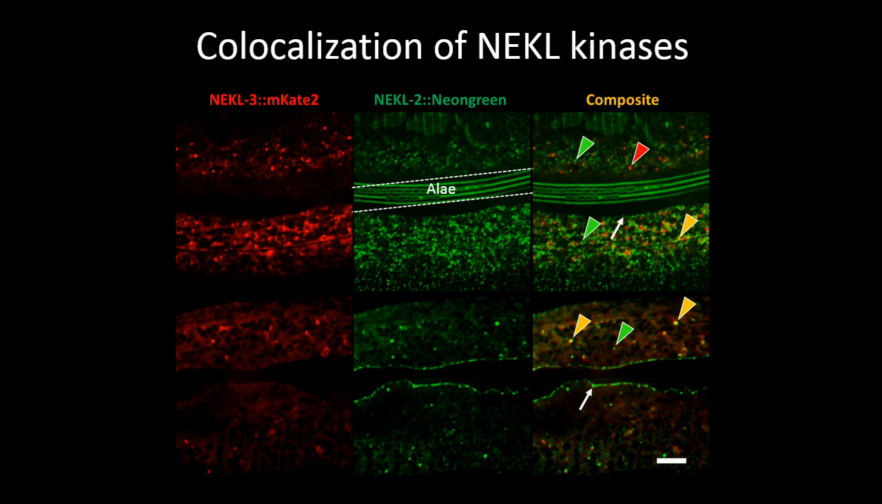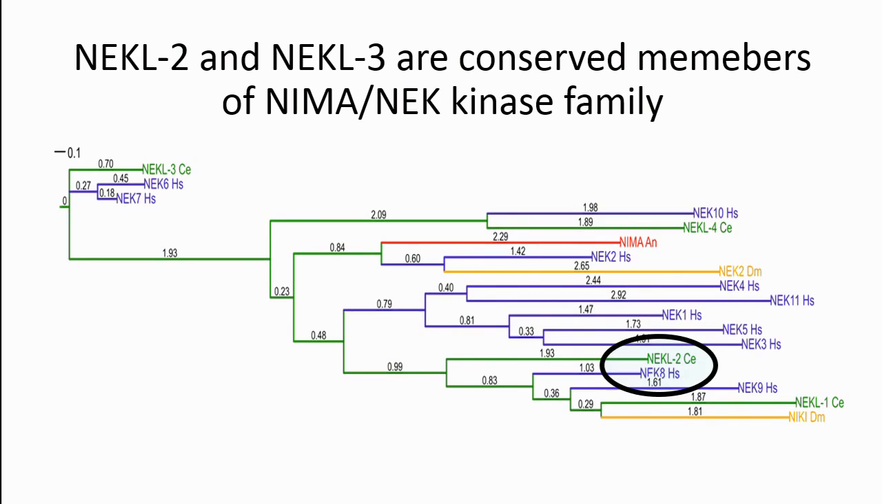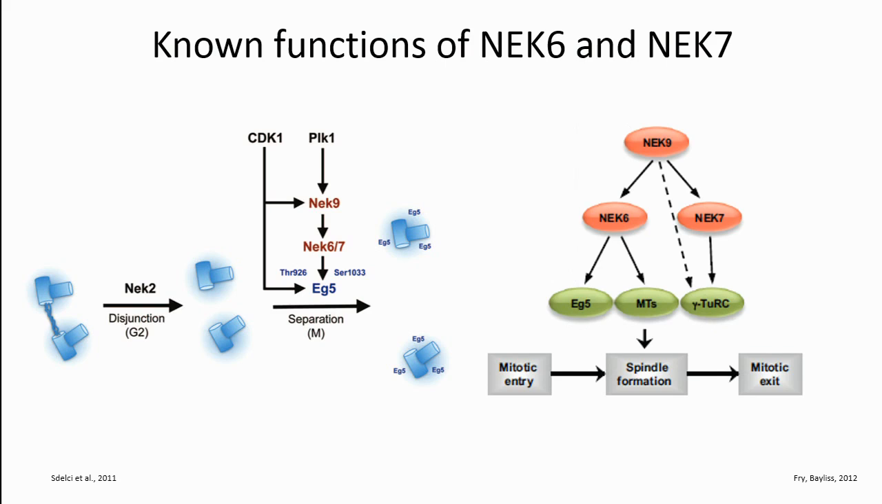So what are NEKLs? They're members of the NIMA or NEK kinase family, NIMA standing for never in mitosis A. This is a big family of kinases, and as you can see here, NEKL2 is similar to NEK8 in humans, and NEKL3 is extremely similar to NEK6 and 7 in humans. NEK6 and 7 are really important because they're overexpressed in a variety of tumors, and their role is not completely well known, but they're involved in centrosome separation, spindle formation, and cytokinesis in human cells.